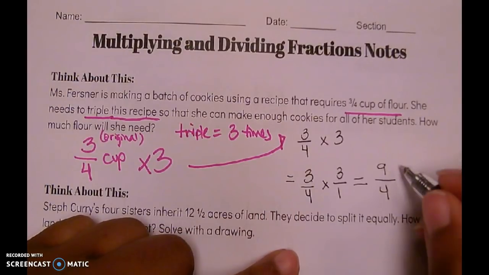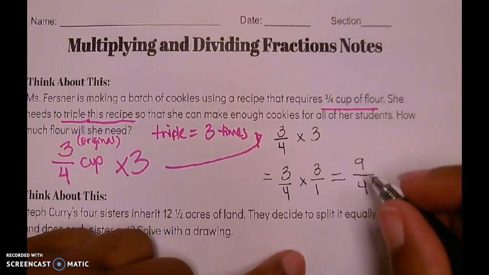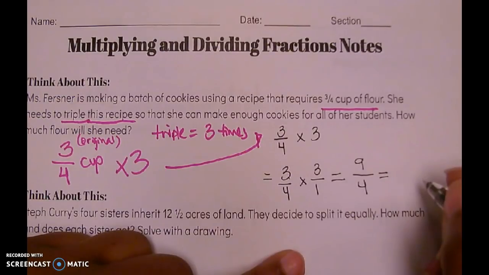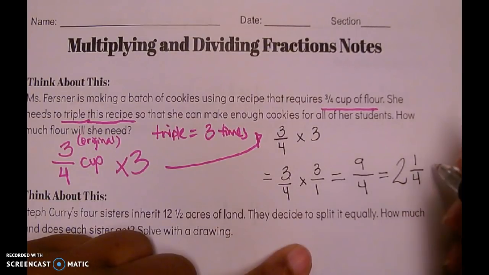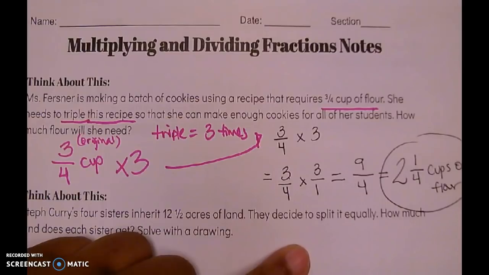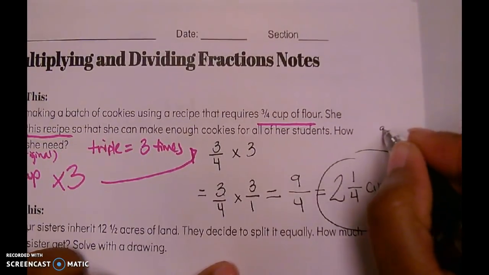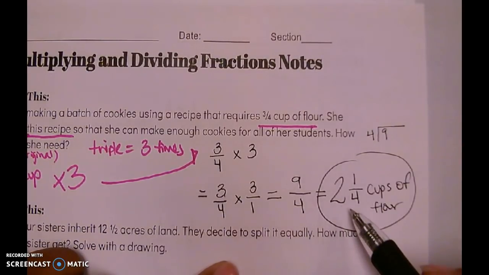But I can't leave my answer like this. I have to simplify and then convert it back to a mixed number. I can't get any simpler than 9/4, so when I change it into a mixed number, my final answer is going to be 2 1/4 cups of flour. Okay? And for those wondering how I did this, the only thing that I did was divide 9 divided by 4, and then I got this answer.